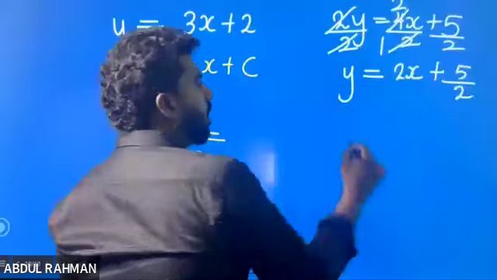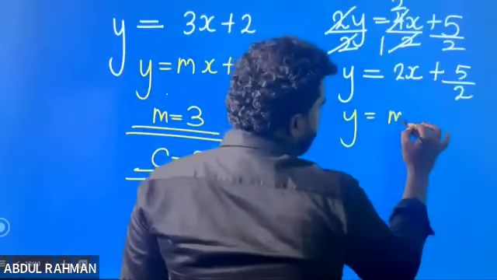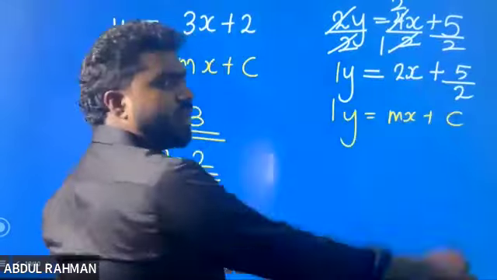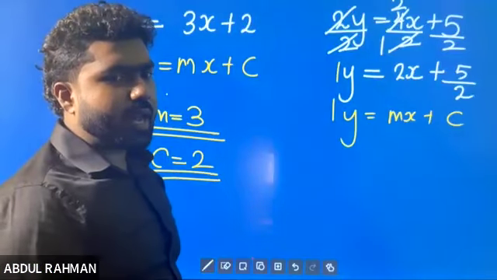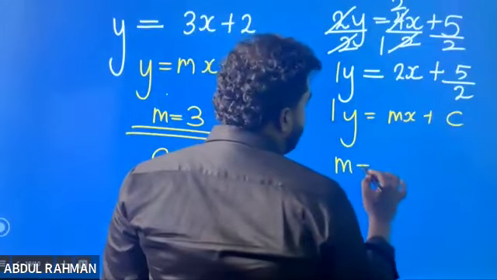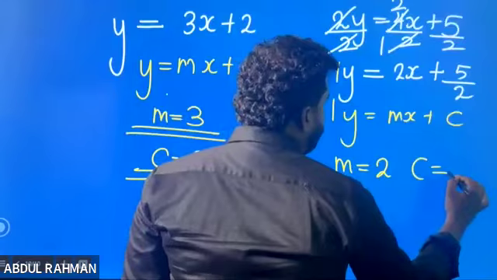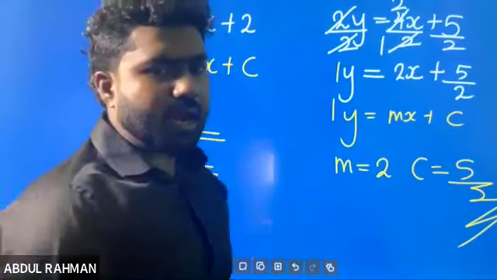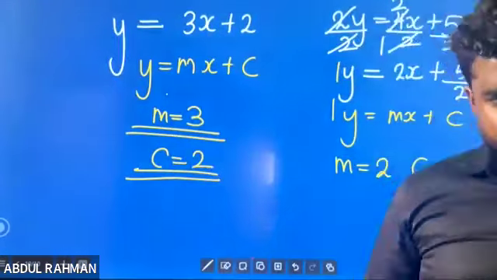Now compare with your y equals mx plus c. The coefficient of y here is 1 and 1. Now you can compare and get the answer. What is your gradient? m is equal to 2. What is your intercept? 5 divided by 2 is my answer. Is that clear how to do this? Give me a thumbs up.